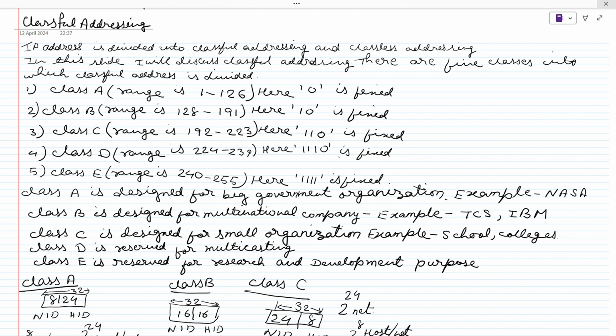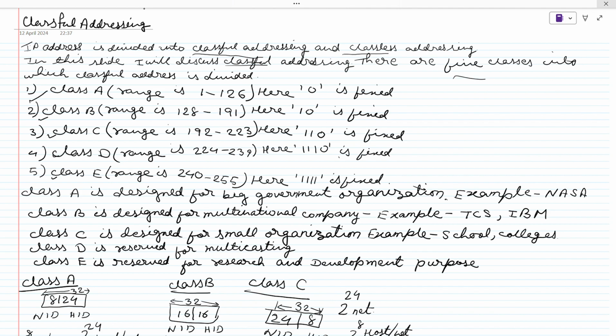computer network. So IP address, I have written all this beforehand and I am explaining all the parts one by one. IP address is divided into two types, classful addressing and classless addressing, but here I am going to discuss only classful addressing. There are five types of classful address, which are class A, class B, class C, class D, and class E.